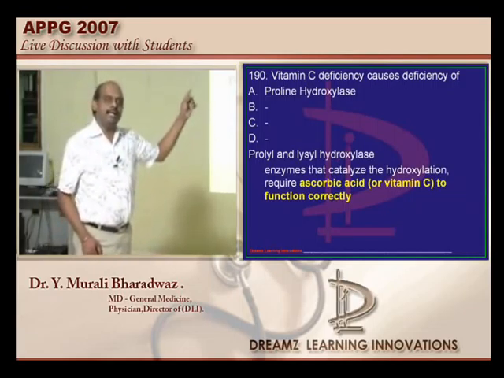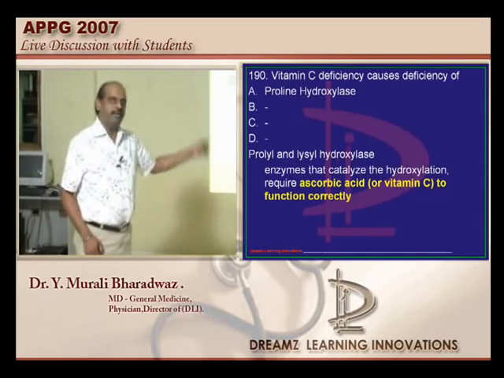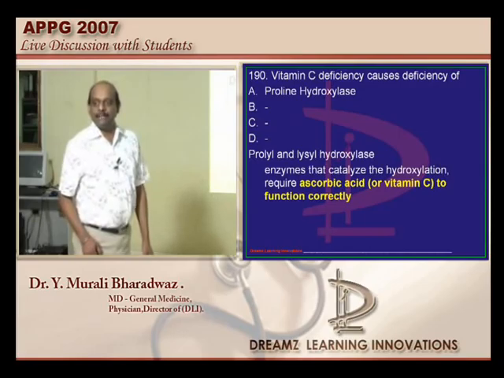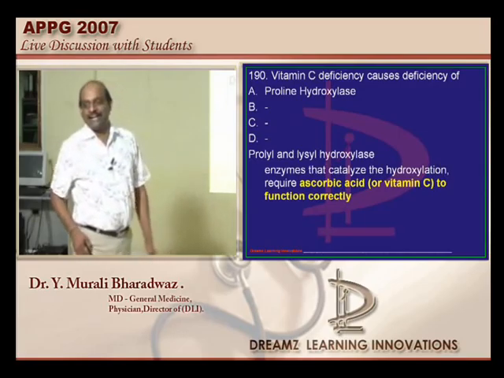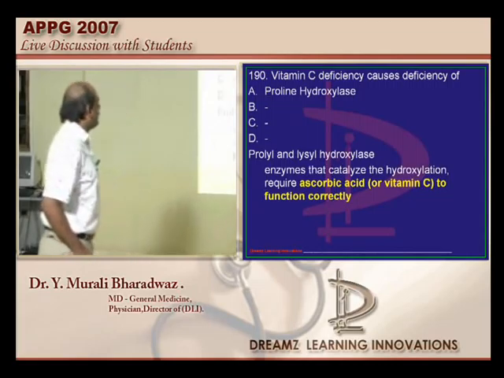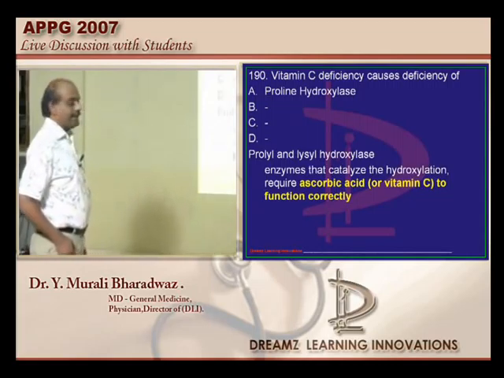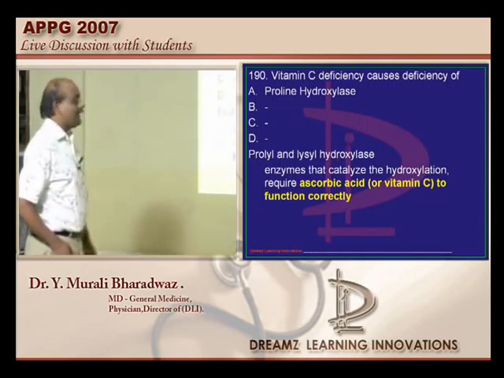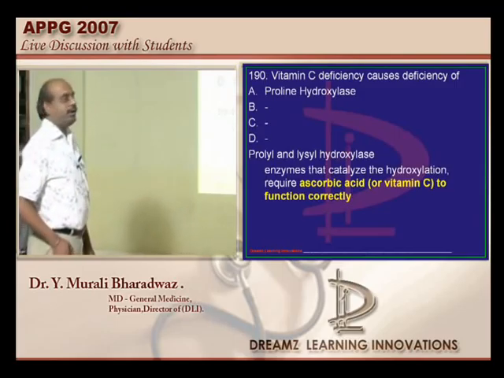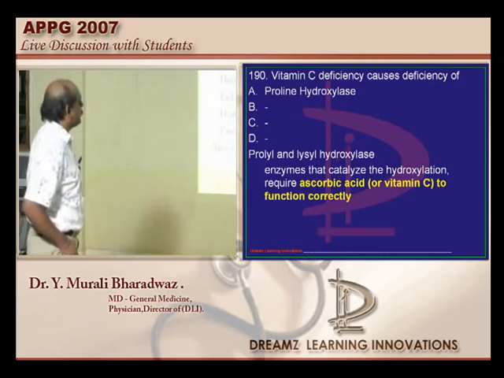So was homogentisate there in the options, doctor? We could not recall, no problem. Was it an except question? It was not an except question. Then in all three it is implicated, which needs to be remembered. Then vitamin C deficiency causes deficiency of proline hydroxylase, which is essential, and lysyl hydroxylase is also implicated. I am not yet sure about this transitional drug resistance concept.